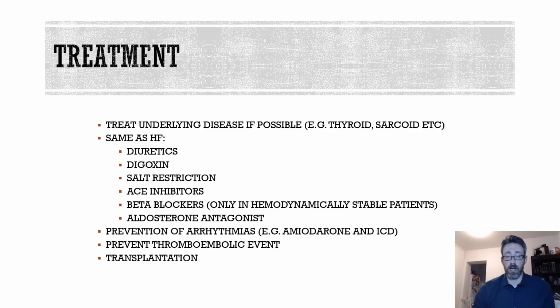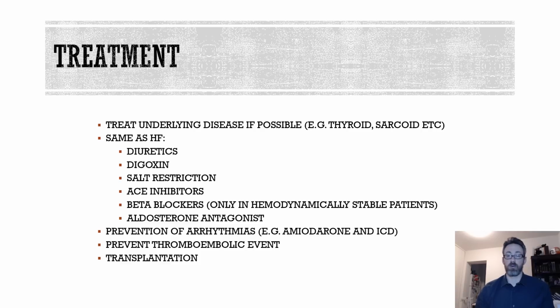The treatment, we treat the underlying disease, really is what we're looking for. So if it's thyroid, sarcoid, or something of that nature, we try to treat that underlying disorder. Otherwise, it's the same as heart failure. Use diuretics, digoxin for contractility, salt restriction to help offload the volume, ACE inhibitors, beta blockers, aldosterone antagonists. And again, beta blockers, you would only use that in cases of patients who are stable heart failure patients, who are stable hemodynamically.